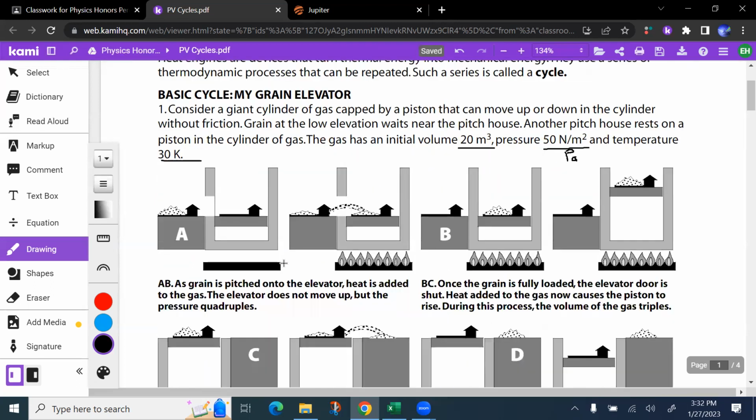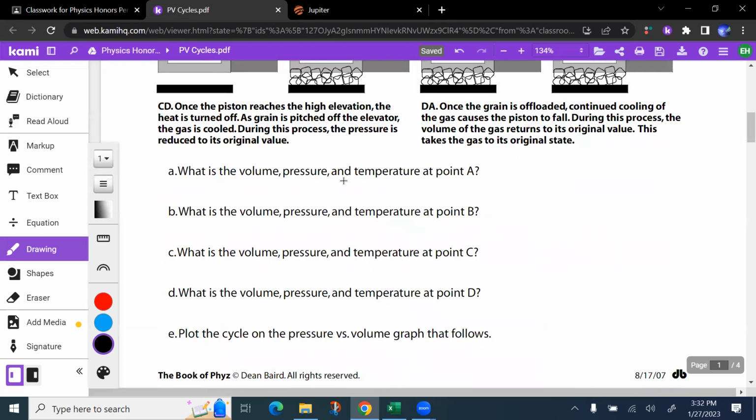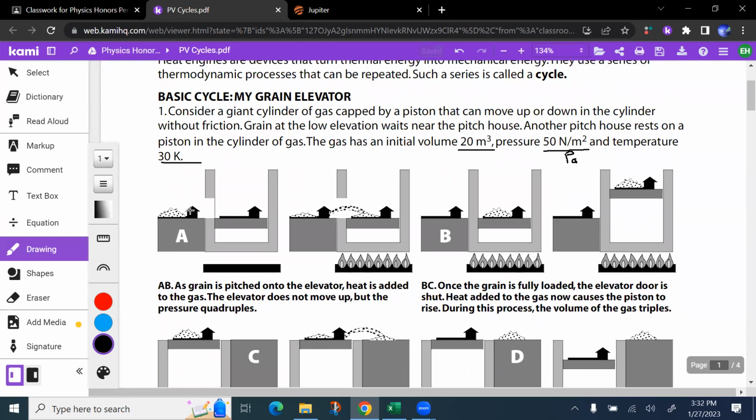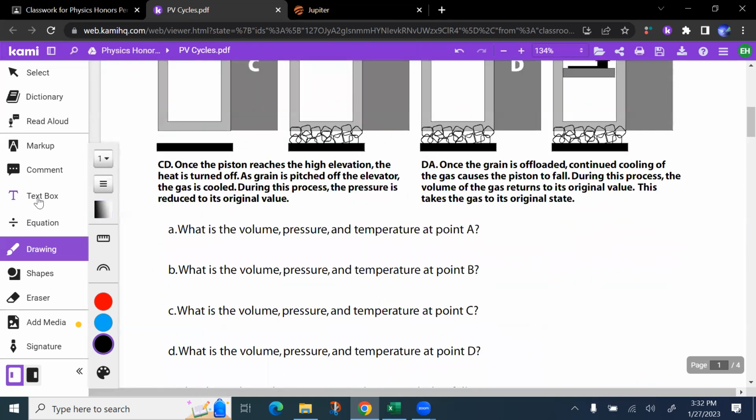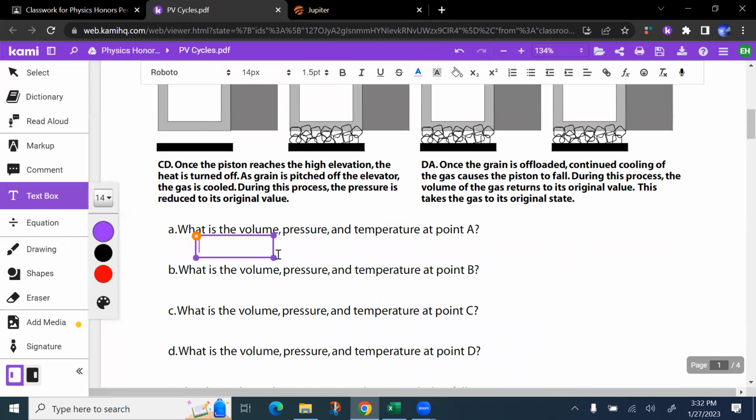So what is the volume, pressure, and temperature at point A? Well, we're given point A is those initial values. So let's go ahead and note that. V is 20 cubic meters. Pressure is 50 newtons per square meter. And temperature is 30 Kelvin. Okay, so that's the first part.